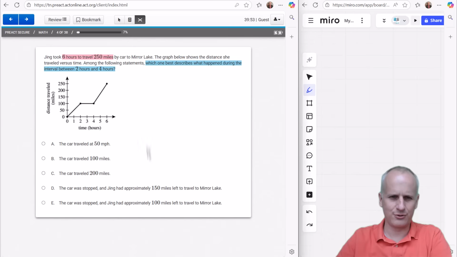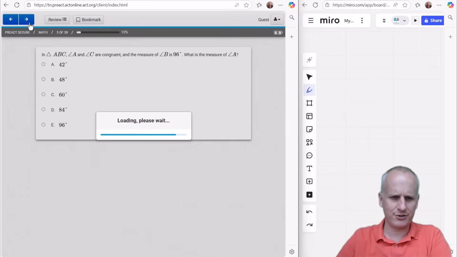And we could see that the distance traveled stayed at 100. So I just need to find an answer choice that matches that. Car is not traveling at any speed. It's traveling at 0 speed during that interval. It is not traveling 100 miles. It is not traveling 200 miles. Car was definitely stopped, and she has 150 miles left, so we could go back to our pointer and select choice D at this point and move on to the next question.